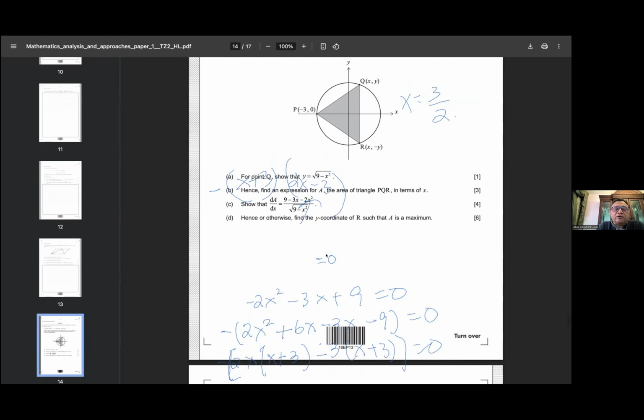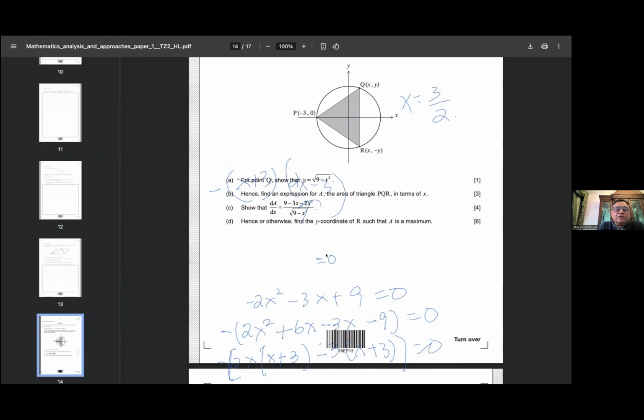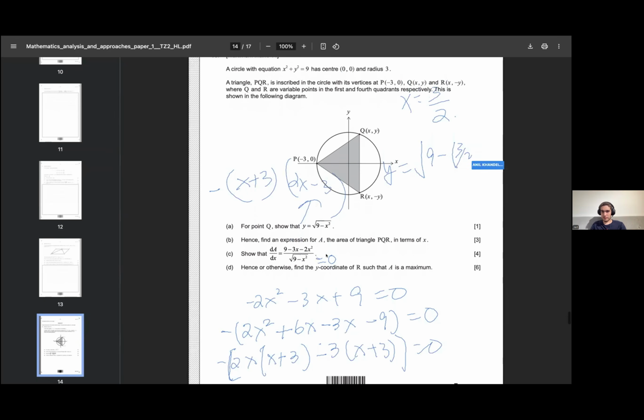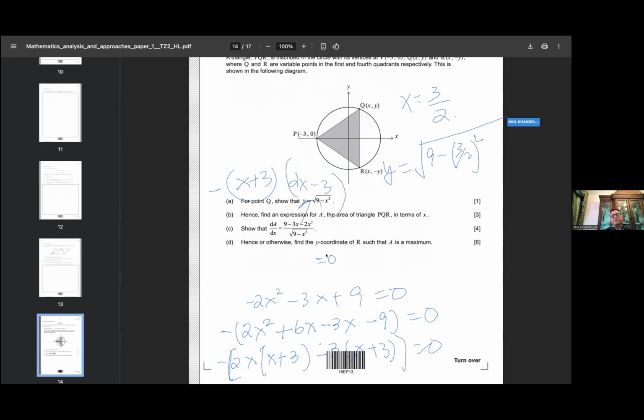Hence, find the y coordinate of R. When x is 3 by 2, we can find y by plugging into y equals the square root of 9 minus x squared. 3 by 2 squared is 9 by 4. So 9 minus 9 by 4, that is 36 minus 9 over 4, which is 27 over 4.